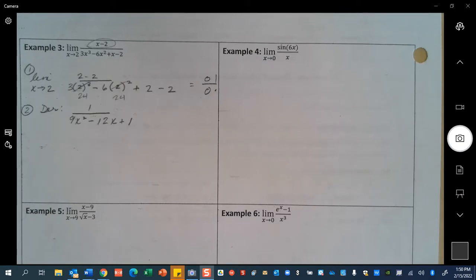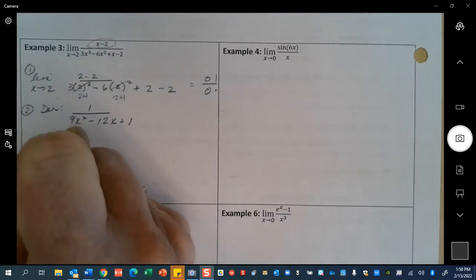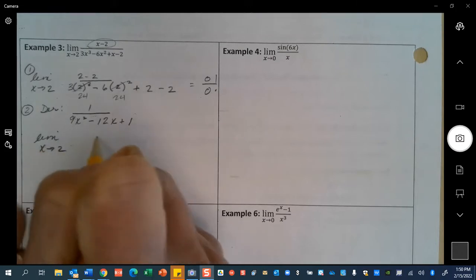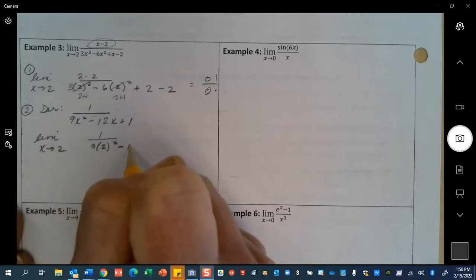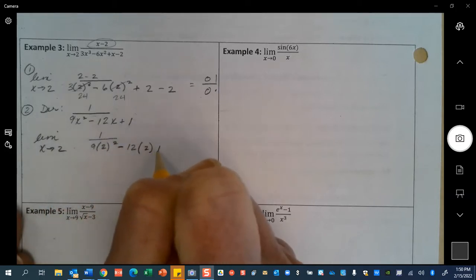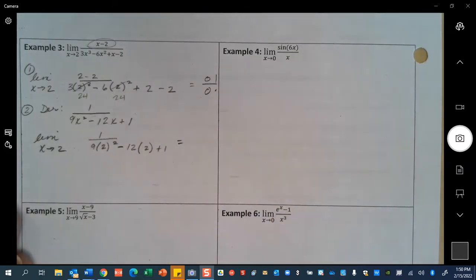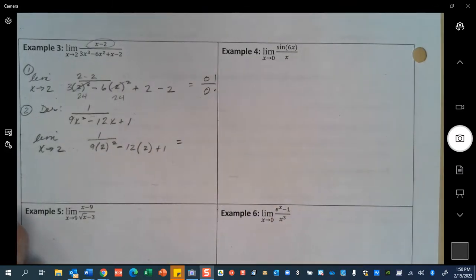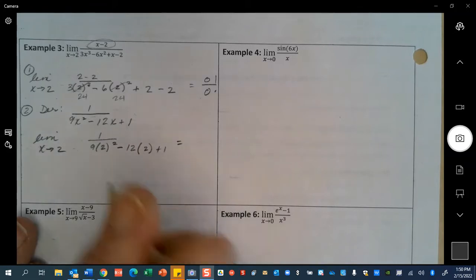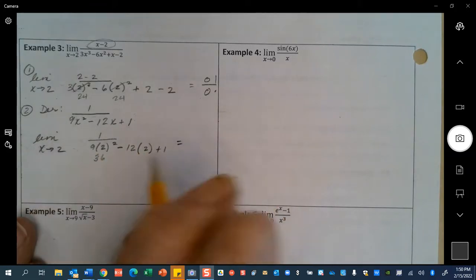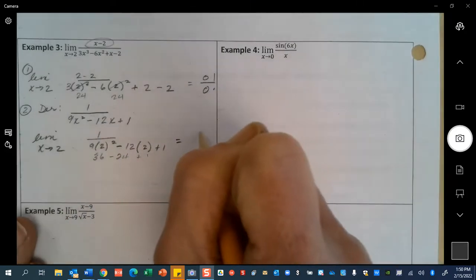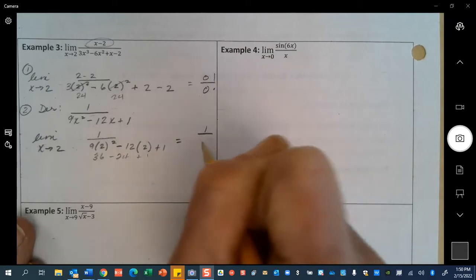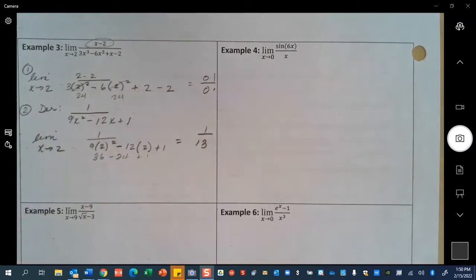What was that, Billy? I can hear you mumbling. So if I have the limit as x approaches 2 of 1 over 9 times 2 squared minus 12 times 2 plus 1, then I wind up with 36 minus 24 plus 1. That sounds like 1 over 13, right?